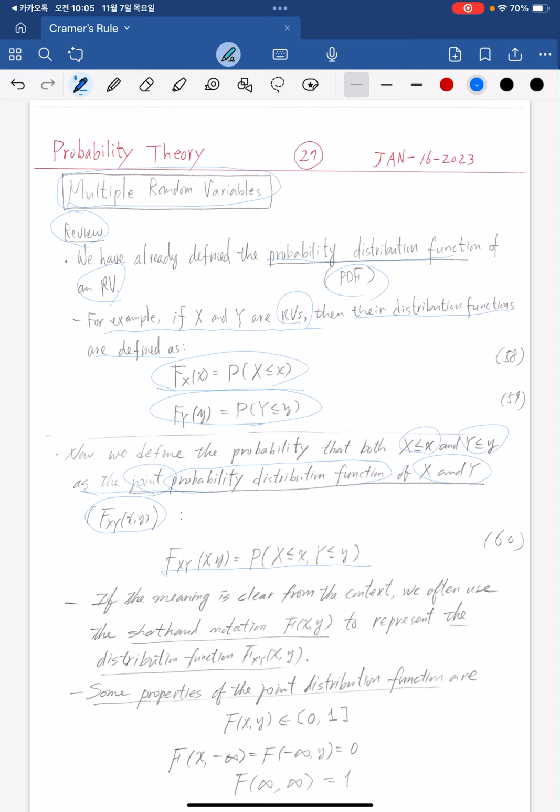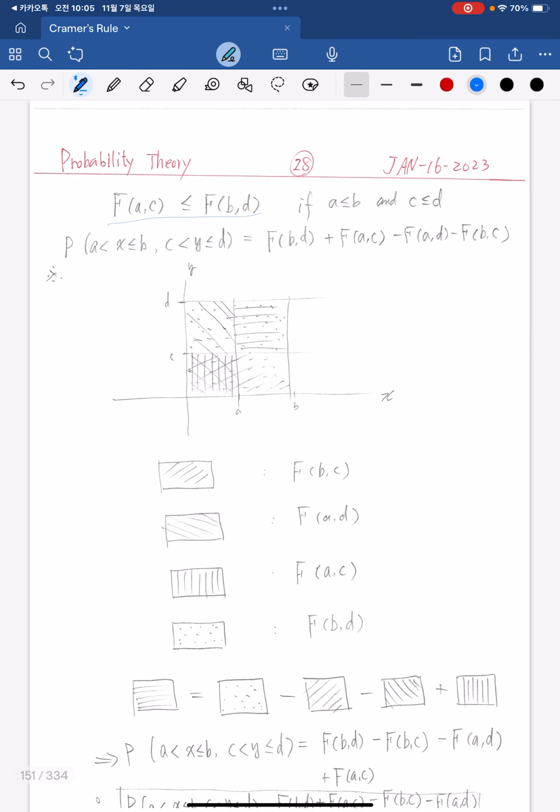If the meaning is clear from the context, we often use shorthand notation F XY to represent the distribution function F, large XY, small x, y. Some properties of the joint distribution function are F XY 이렇고 F X 이렇고 FAC는 FBD, if A 이런 경우에는 이렇게 정해요.